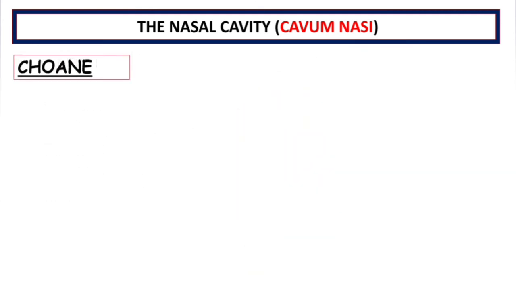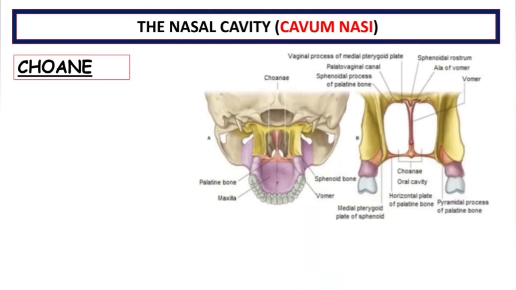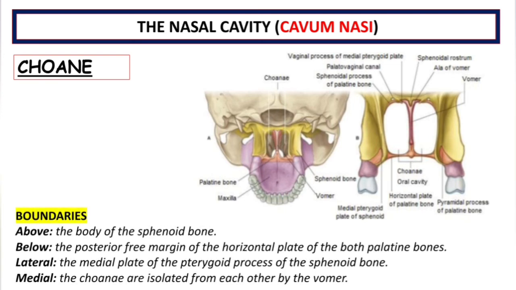Next is the choanae, right? So this is the choanae. What are the borders of the choanae? Above, you find the body of the sphenoid bone here. Below, the posterior free margin of the horizontal plate of the palatine bones, both of them. That's the floor. And laterally, the medial plate of the pterygoid process of the sphenoid. This is the medial plate of the pterygoid process of the sphenoid. And it's divided in the midline by the vomer, that's the medial part. The choanae are separated from each other by the vomer here.